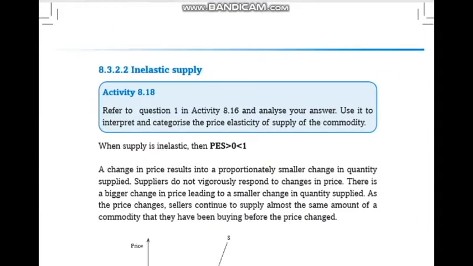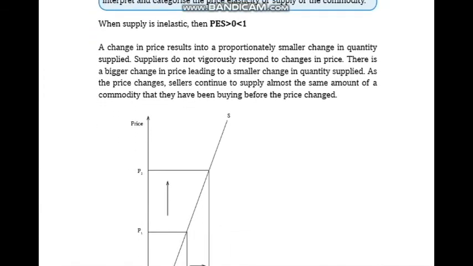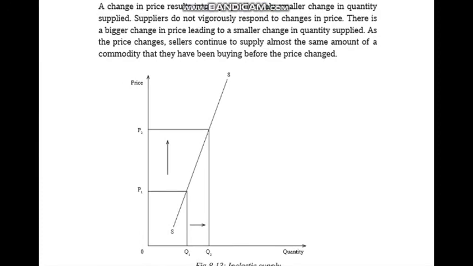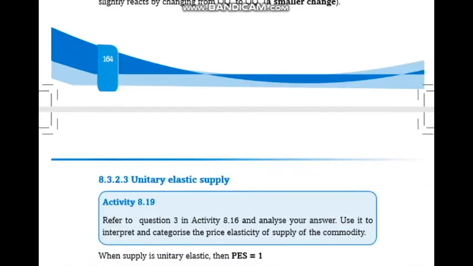quantity supplied remains constant at OQ1. So inelastic supply gives us a price elasticity of supply greater than 0 and less than 1. It is the same as price inelastic demand. A change in price results in a proportionately smaller change in quantity supplied. Supply does not respond vigorously to changes in prices. Yes, that's why. It is illustrated like that.